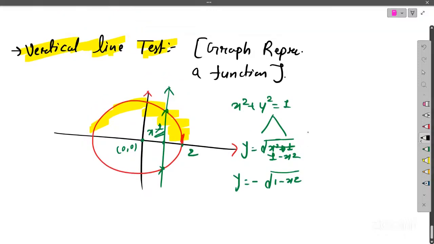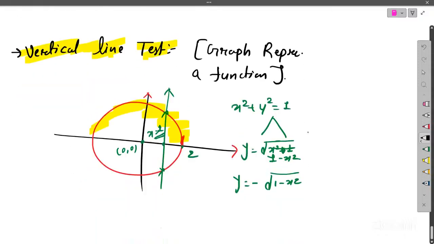Okay. Clear? Any doubt? Fine. Let's go on to onto function.